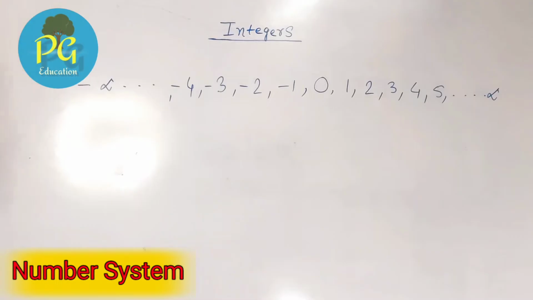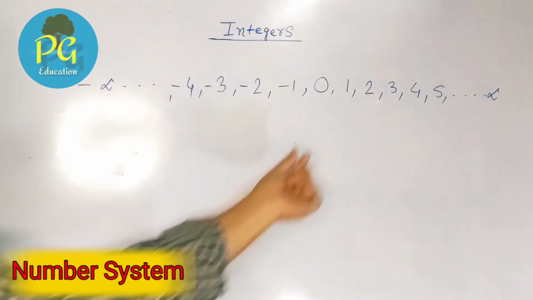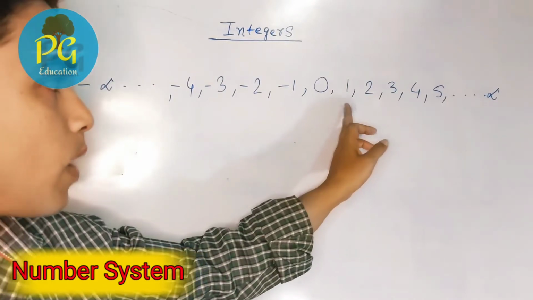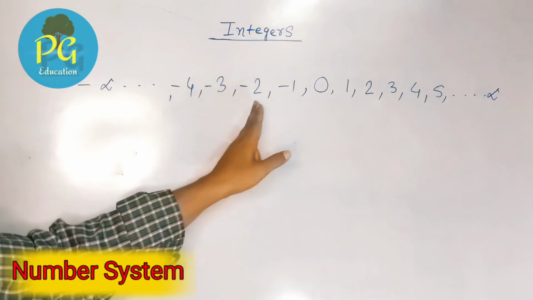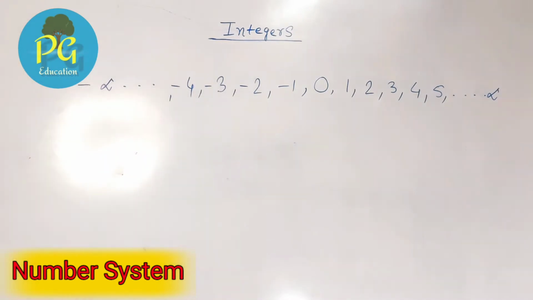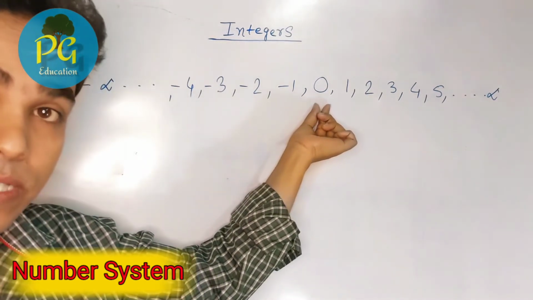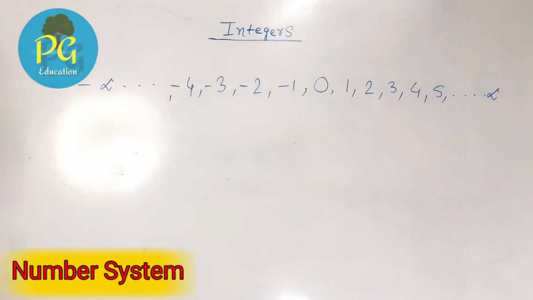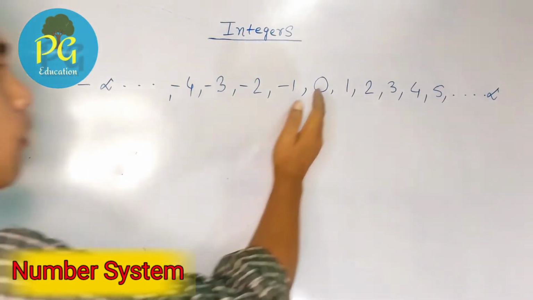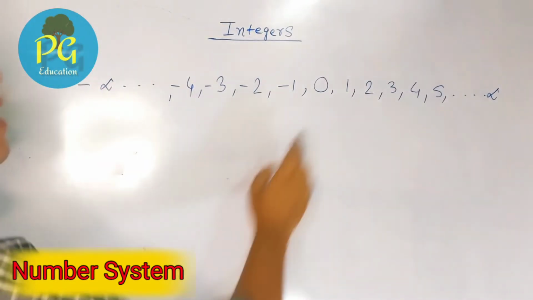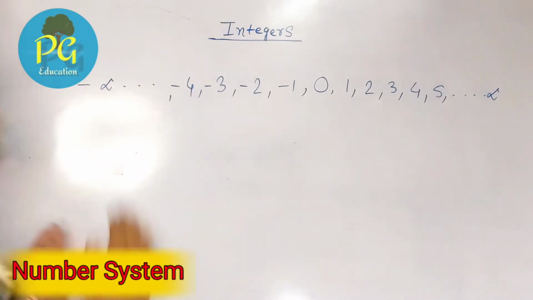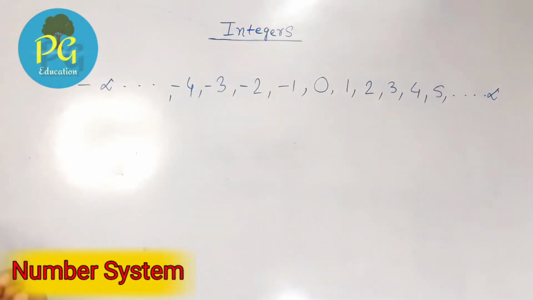Next is integers. So what are integers? Integers means 1, 2, 3, 4, 5 and so on, here also -1, -2, -3, -4 and so on, and also 0 is included. So in integers, positive 1, 2, 3, 4, negative 1, 2, 3, 4, including 0 are included. This number series will be called integers.